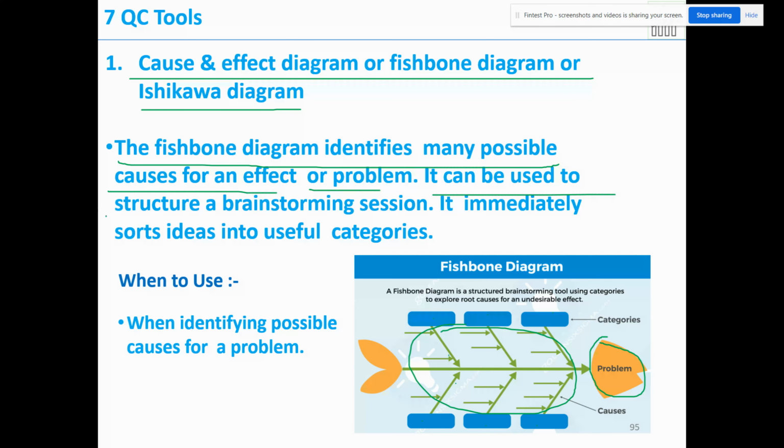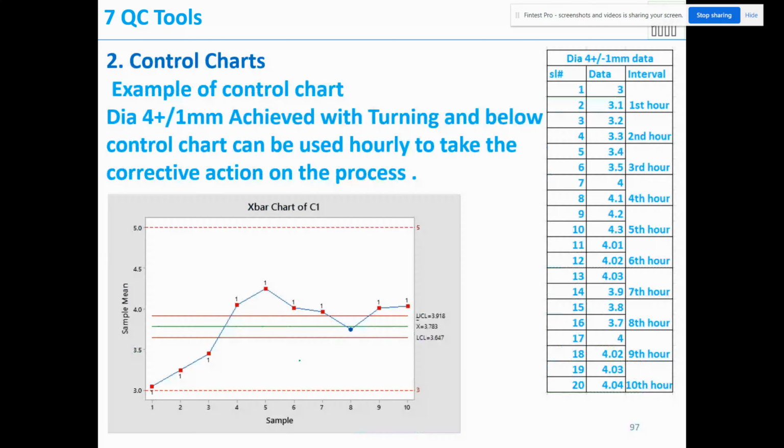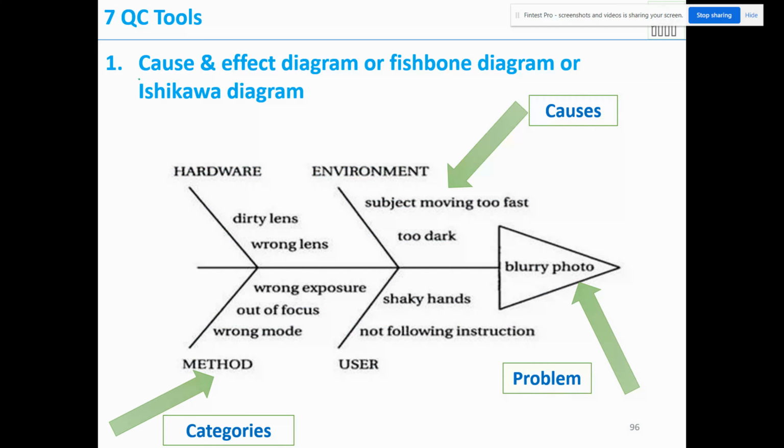It can be used to structure a brainstorming session. It immediately sorts ideas into useful categories. So when to use it: when identifying possible causes for a problem. Here is an example of a cause and effect diagram. What is it? Let us see.